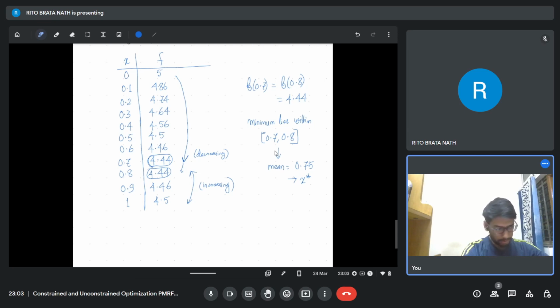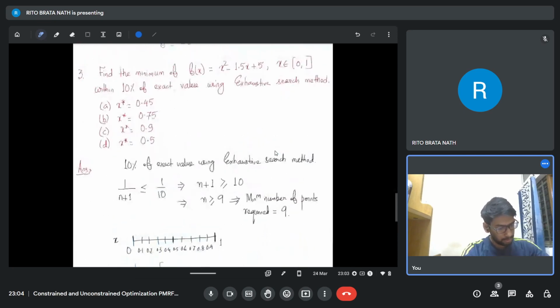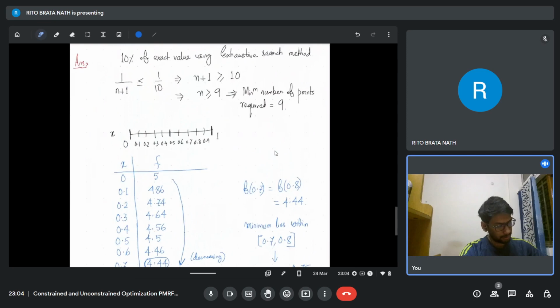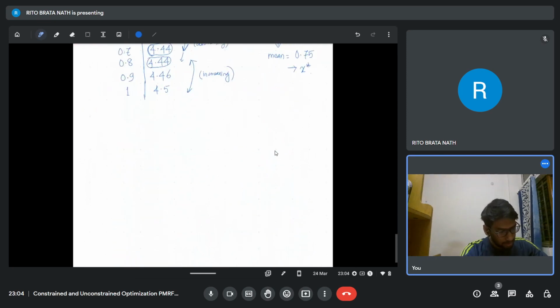So anyway, that percentage value is a bit confusing, but this will be the right answer here. x star will be 0.75 in this problem, so option B is the correct one. I hope this is clear. This was using the exhaustive search method. The answer is option B, which is x star equals 0.75. Okay, let me now move on to the fourth problem.